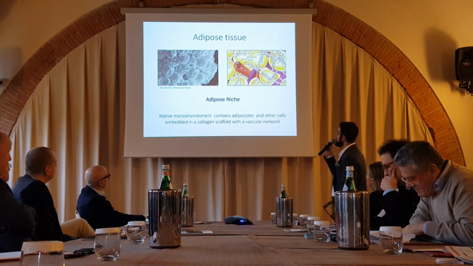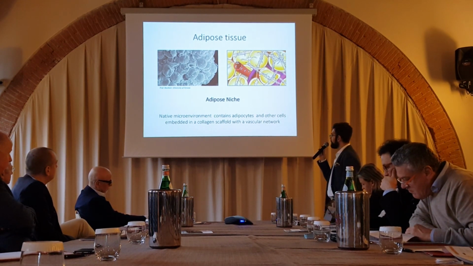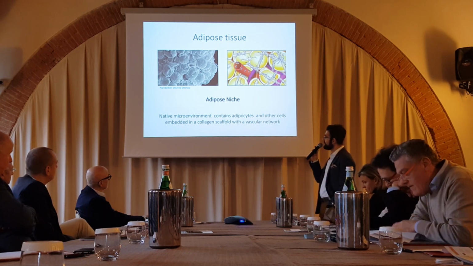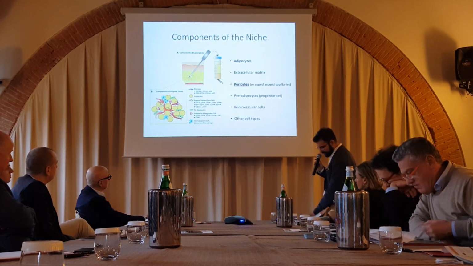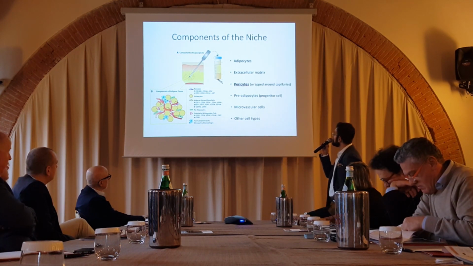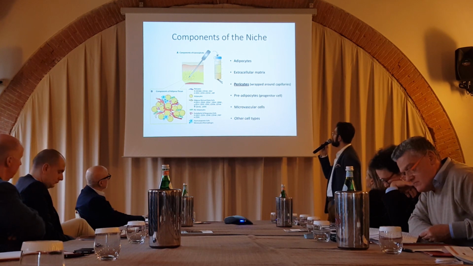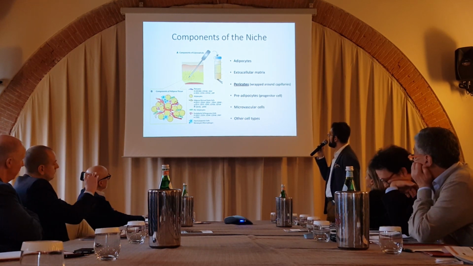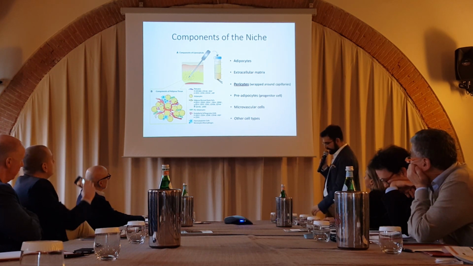Adipose tissue consists in adipose niche. The niche is the native microenvironment that contains adipocytes and other cells, embedded in a collagen scaffold with a vascular network. Here I reported the components of the niche. We can find adipocytes, extracellular matrix with collagen mainly, pericytes, pre-adipocytes, microvascular cells, and other cells.